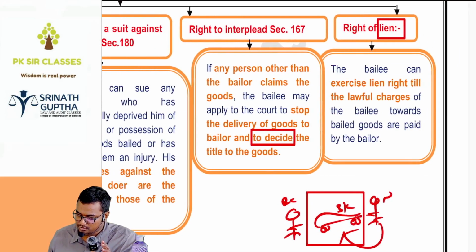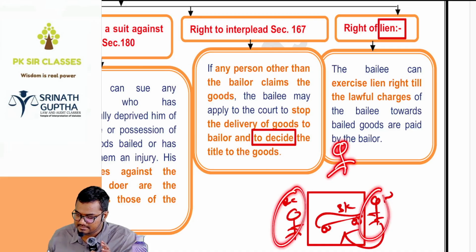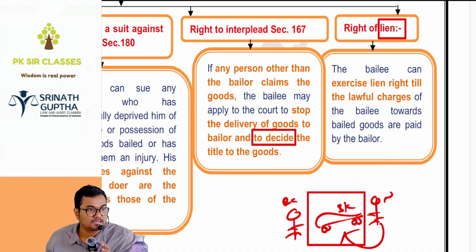So goods are damaged, no beta. Bailer, Bailey, some third party is damaging the goods. Even Bailey can file a case on the third party.